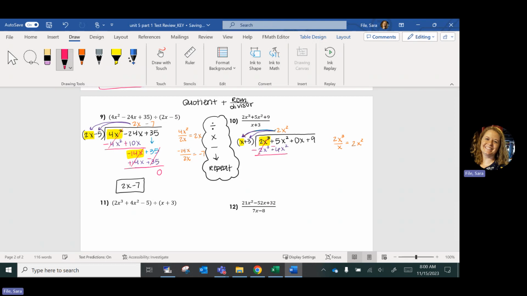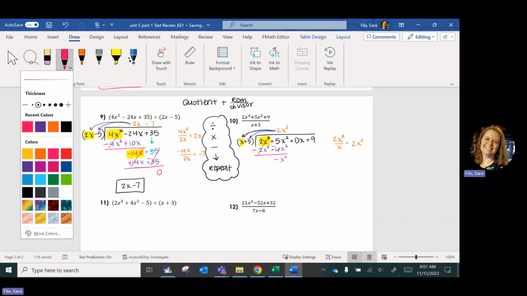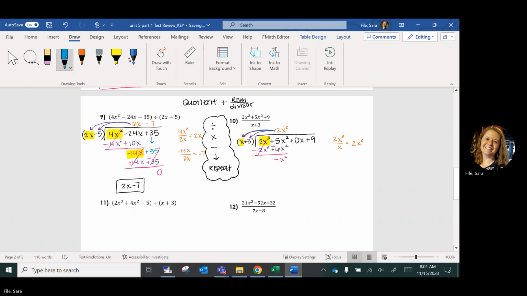So the 2x cubes eliminate, and I've got 5 minus 6, that's negative 1x squared. I don't have to put a 1. A 1 is understood, right? So just negative x squared. And then I'm ready to bring down the next term, which is 0x in this case. And now I'm ready to repeat.